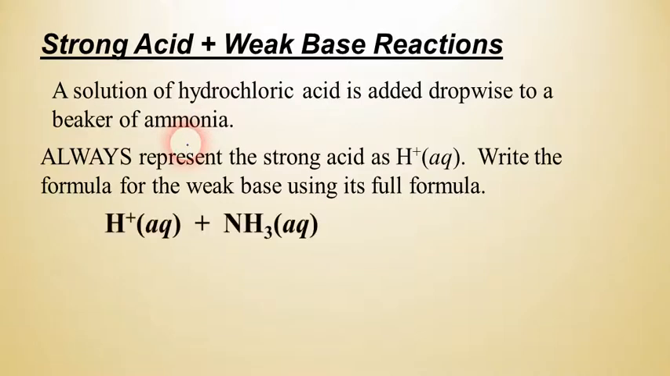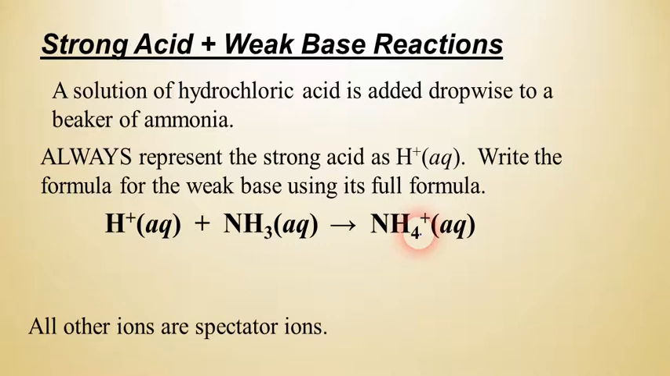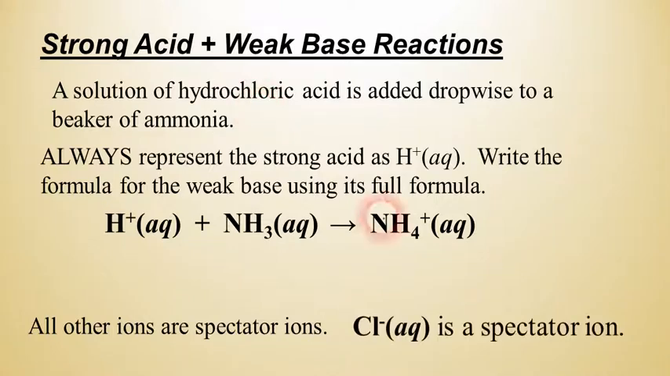So we're going to add these together like this. Now, the easiest way to write the formula for the product is just add these two reactants together. So when you combine those, you're going to get ammonium ion, NH4 positive. And so pretty much everything else is going to be a spectator ion. So in the strong acid, we have hydrochloric. That means that the Cl negative, the chloride ion, would be the spectator in that particular reaction.